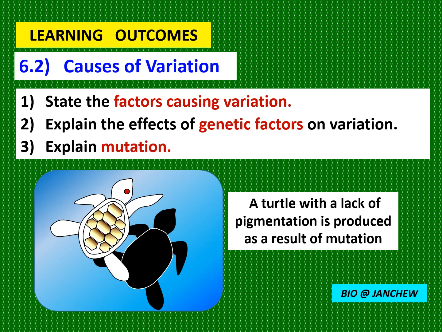The learning outcomes for this lesson are as follows. After this lesson, you should be able to state the factors causing variation, for example, the genetic factors and the environmental factors. Secondly, you should be able to explain the effects of genetic factors on variation, for example, the effects of crossing over on variation. And thirdly, you should be able to explain mutation by giving the definition, the causes, and then examples of mutation.